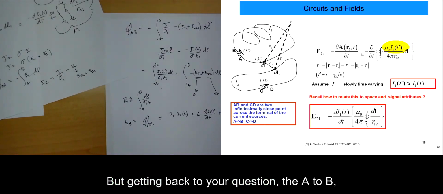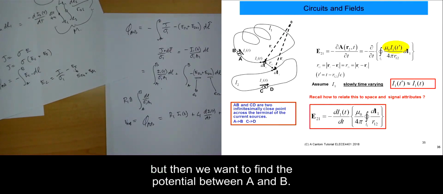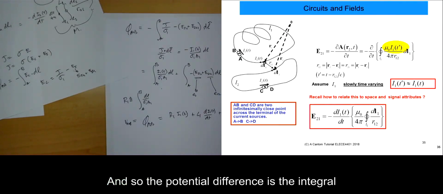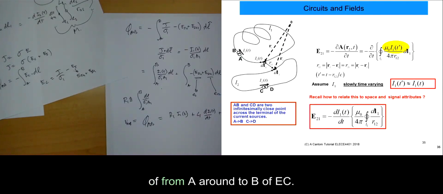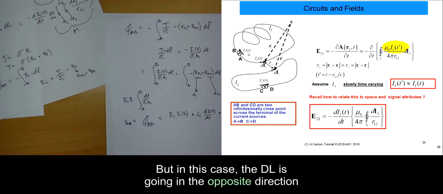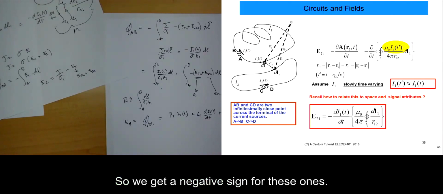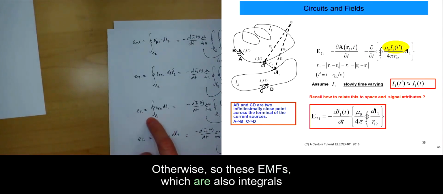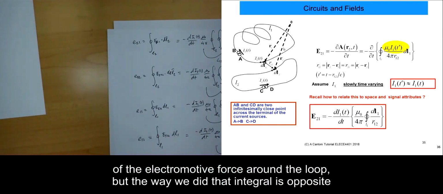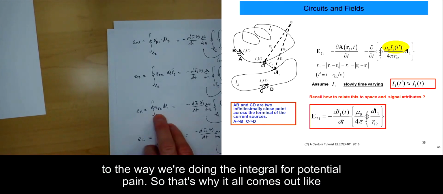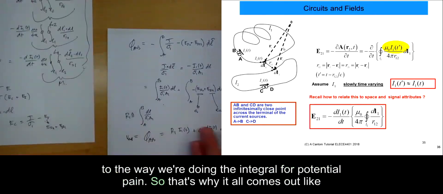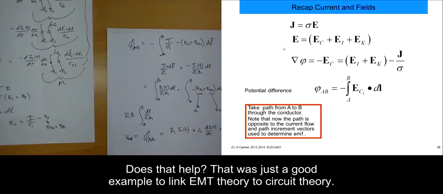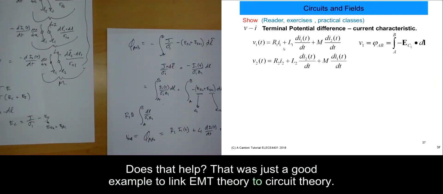But getting back to your question, we want to find the potential between A and B. The potential difference is the integral from A around to B of EC, done with a DL. But in this case, the DL is going in the opposite direction to that one, so we get a negative sign for these ones. These EMFs are also integrals of the electromotive force around the loop, but the way we did that integral is opposite to the way we're doing the integral for potential. That's why it all comes out like this. Does that help? That was a good example to link EMT theory to circuit theory.